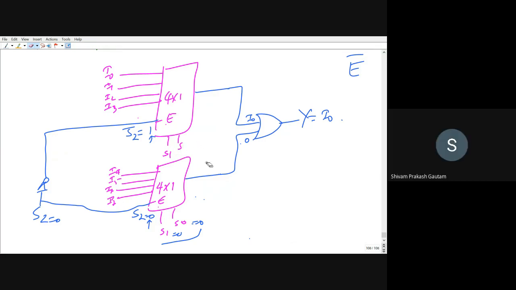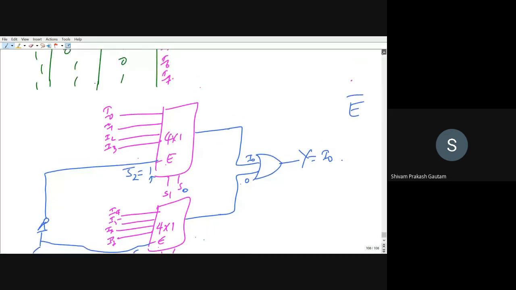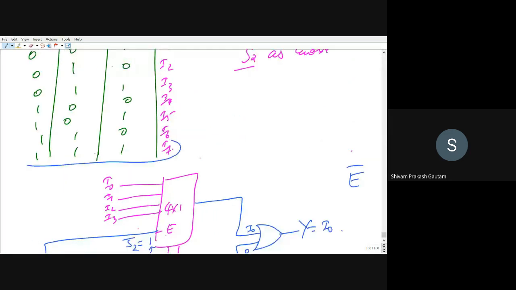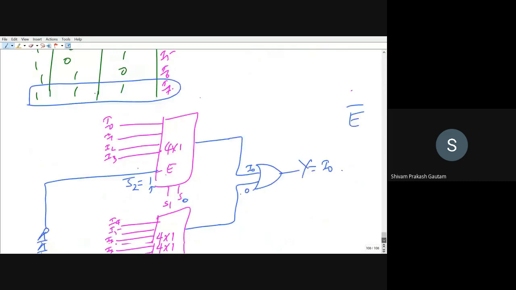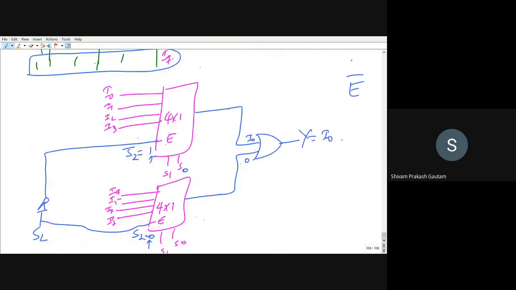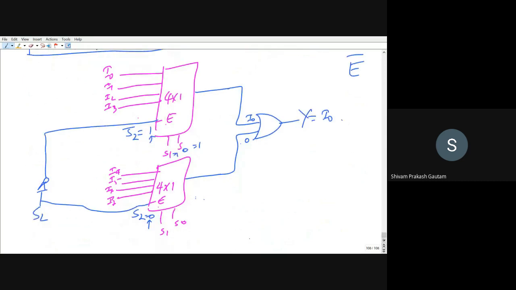Any other case? Let us take any other case. Let us take the last case, when all are 1. All are 1, that means S1 is 1, S0 is 1, and S2 is also 1. S2 is 1, that means S2 bar will be 0. And S2 is 1, so I can write here S2 is 1.